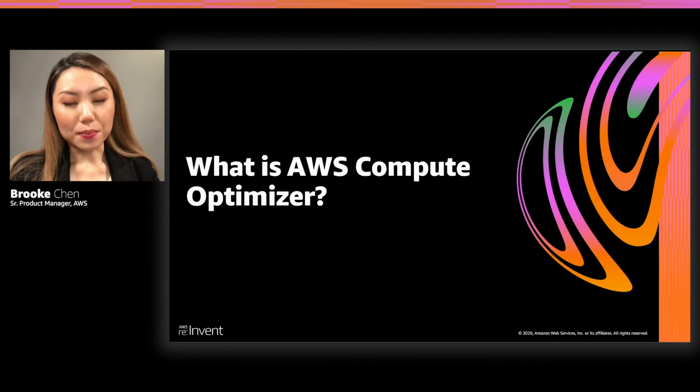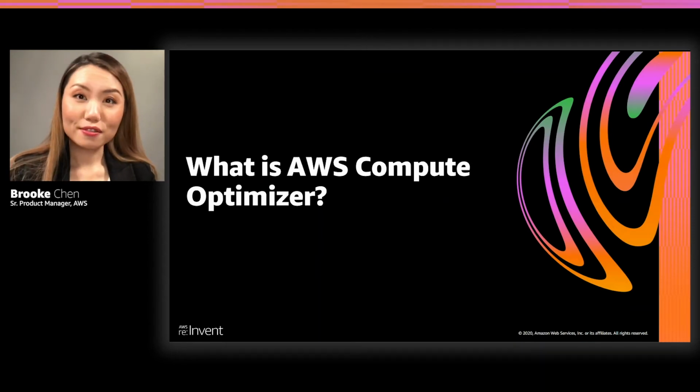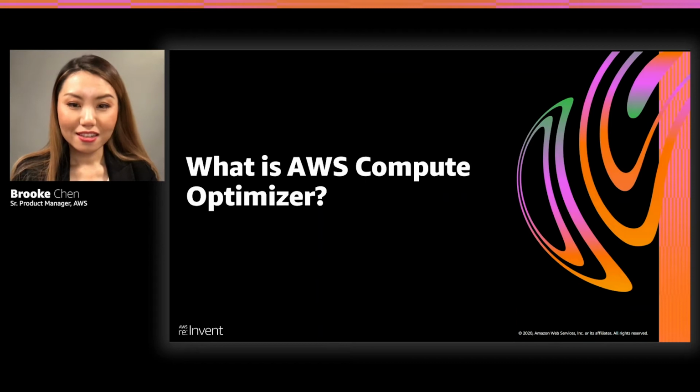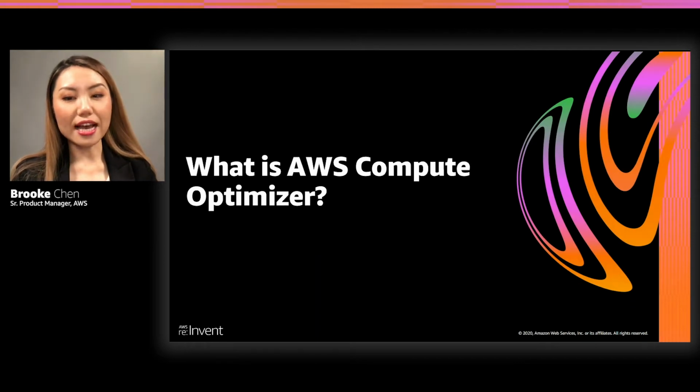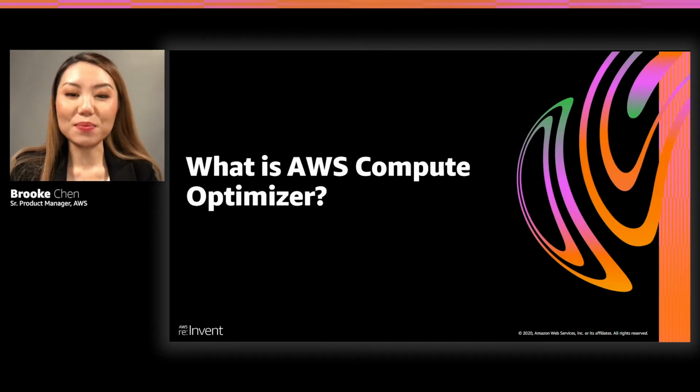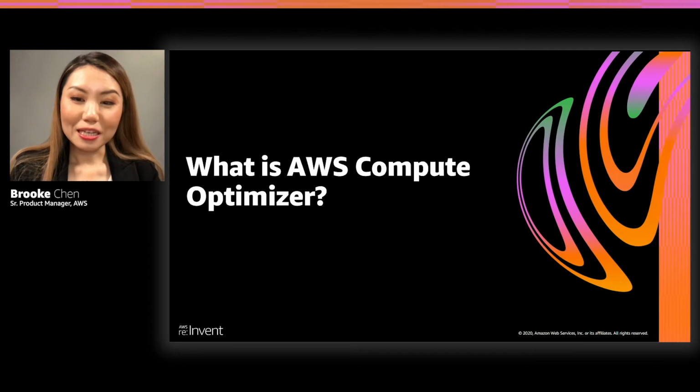So what's Compute Optimizer, and what does it do? It's a relatively new service that we launched at re:Invent last year. It analyzes the configuration and utilization metrics of your AWS resources. It reports whether you have made the best possible infrastructure choice for your workloads, and generates recommendations to help you reduce costs and enhance performance.